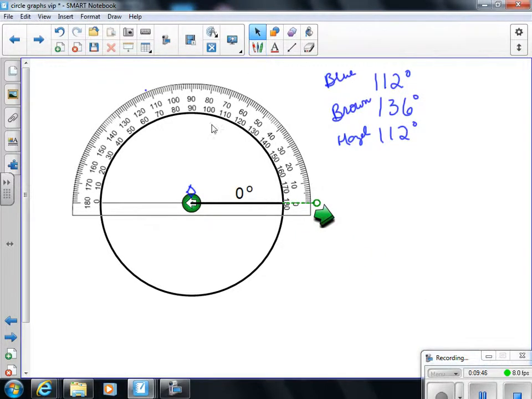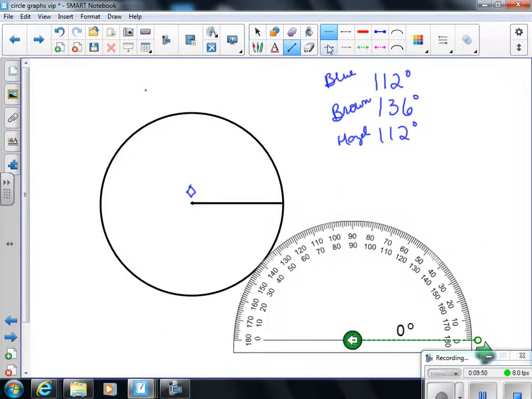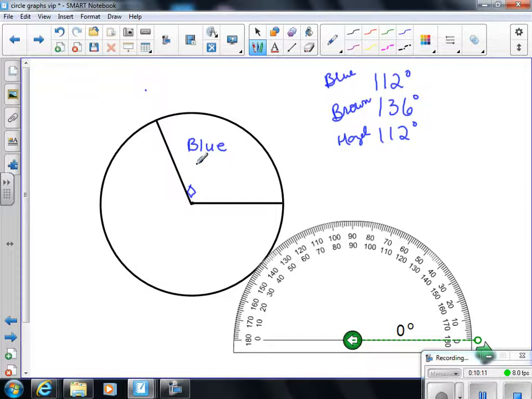Okay, then once you've done that, take your straight edge, turn your protractor and use your straight edge part, and make your segment connecting the two. Once your straight edge is there, you can bring it back down to fit on the circle. Then you need to label it. This would be blue eyes. And what's the percent? 31%. And then how many degrees? 112 degrees.